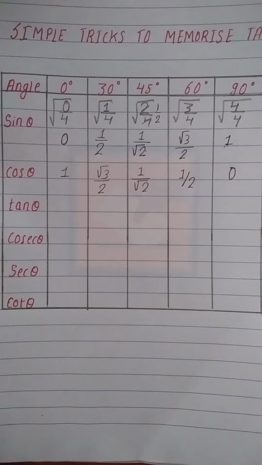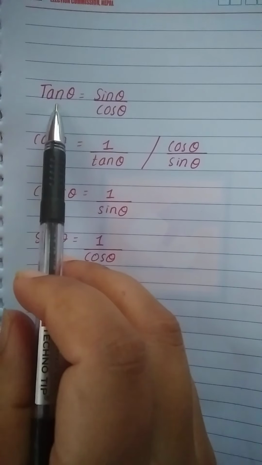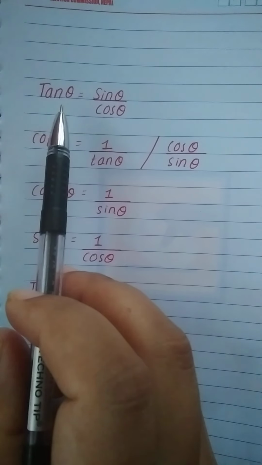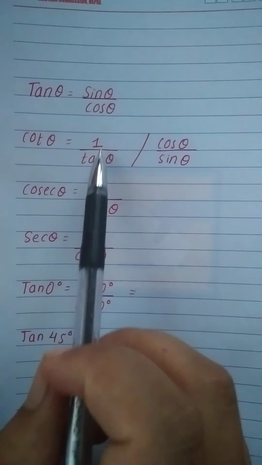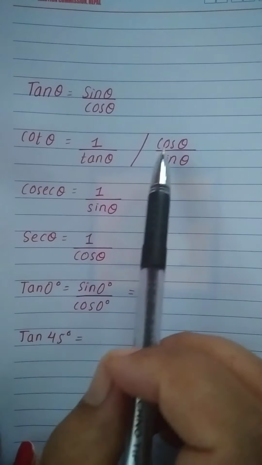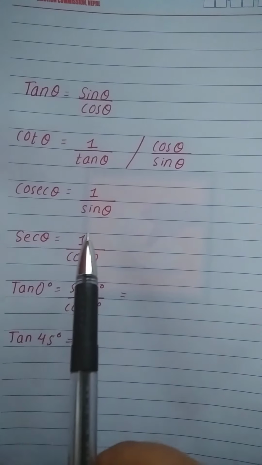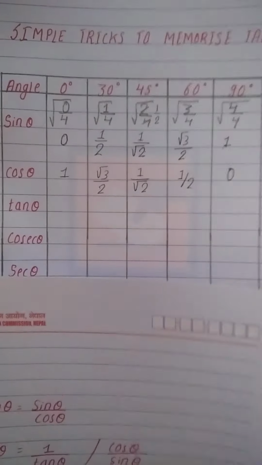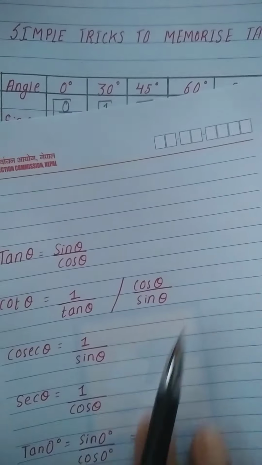Okay, so first of all I have one more paper. Here I have written the formulas. We are using only those formulas which are related to sine and cos. See, tan is sine by cos, right? Cot is 1 by tan also, but we are not using this formula. We are using cos by sine. Cosec is 1 by sine. Sec is 1 by cos, right? Why I am using these is because it's so easy to find the values of sine and cos, isn't it? Now we can find the value of tan.